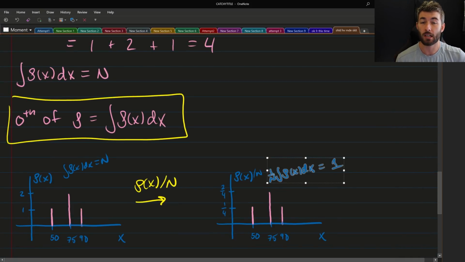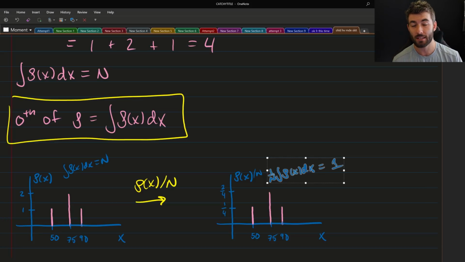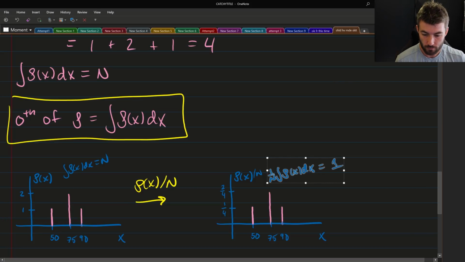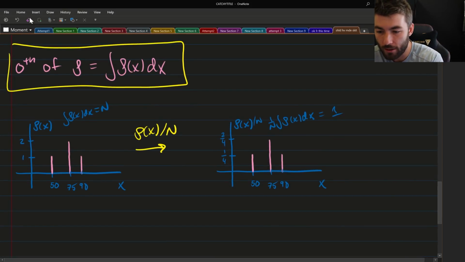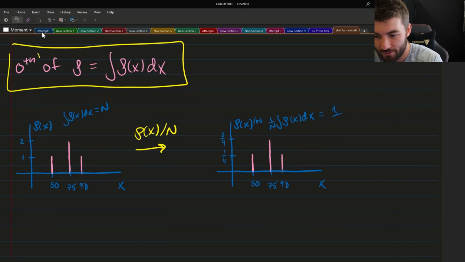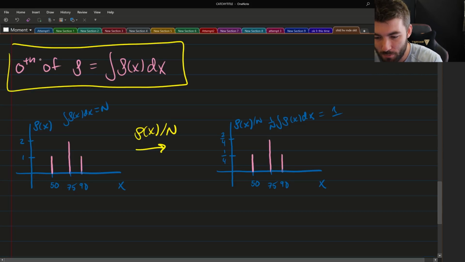And in physics, sometimes it can't be normalized. So what we're going to be doing is working with non-normalized distributions unless I explicitly say. That way we can avoid this confusion. Okay, so the 0th moment of rho.